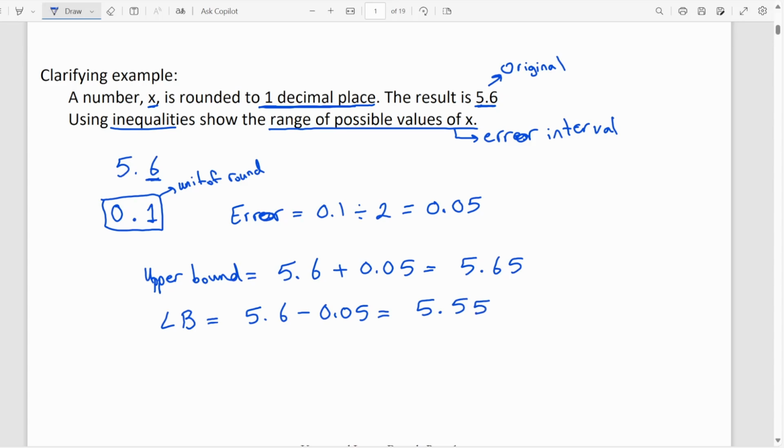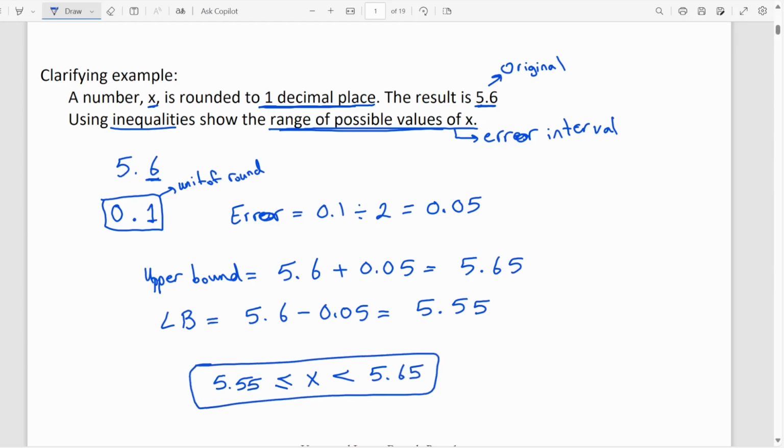5.55. Okay, so what is the range of possible values of x, or the error interval? I would say that x is basically between, it's greater than or equal to 5.55, and it is less than 5.65. Okay, this is the answer right here. And when you think about it, all the numbers in this interval would round to 5.6. Okay, I hope this was clear. Let's move on to some examples.